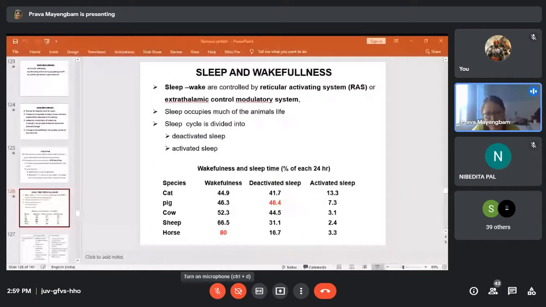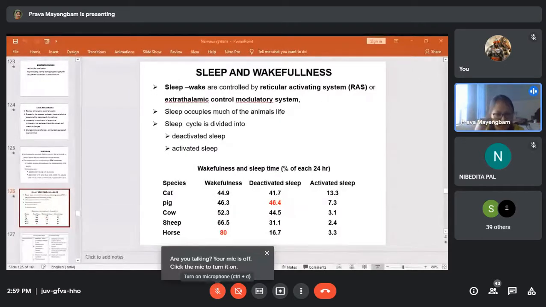I'm showing a table. You see, first is deactivated sleep and the activated sleep. In case of pig, 46% wakefulness, the remaining is in sleep. Again, in sleep also, deactivated sleep, that means the cello kind of sleep, is 46.4, while the activated sleep is 7.3, in the second row in case of pig.